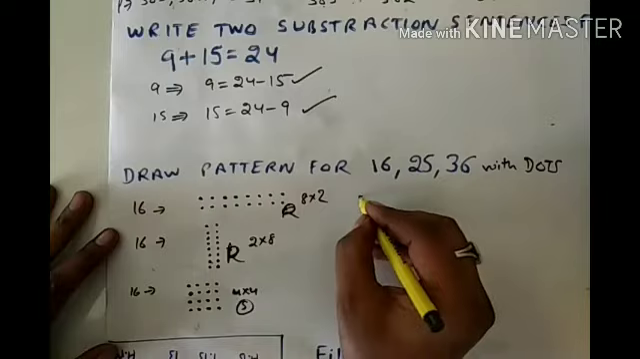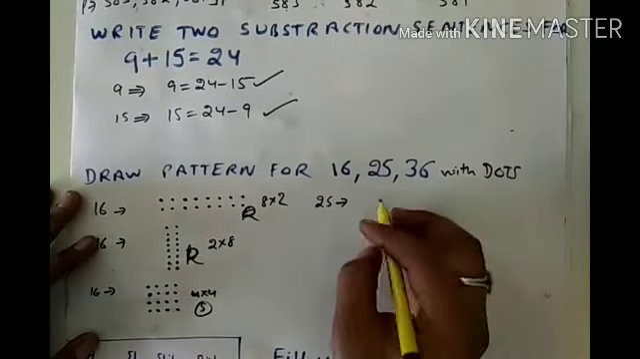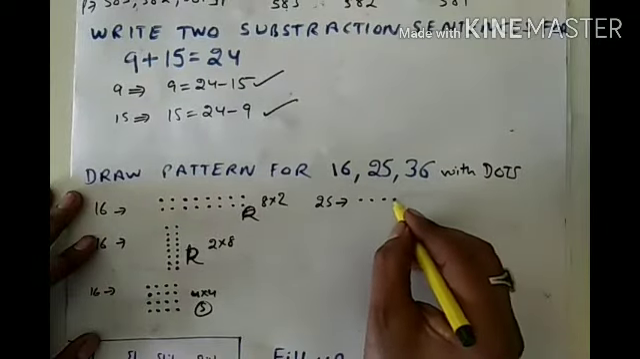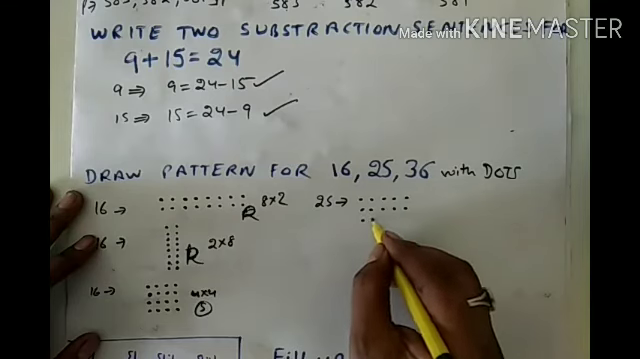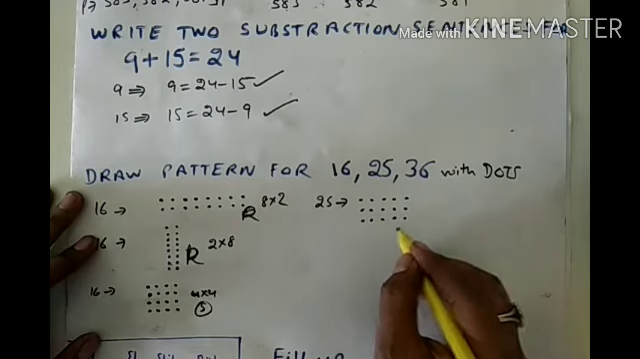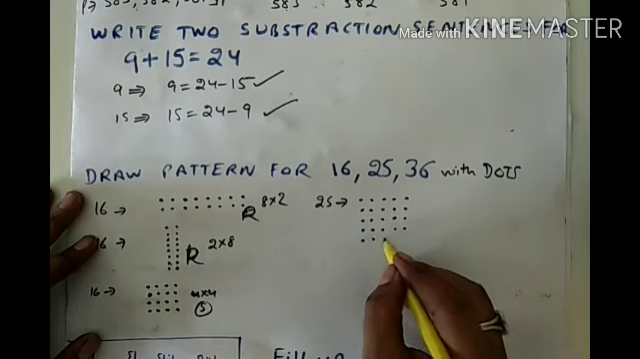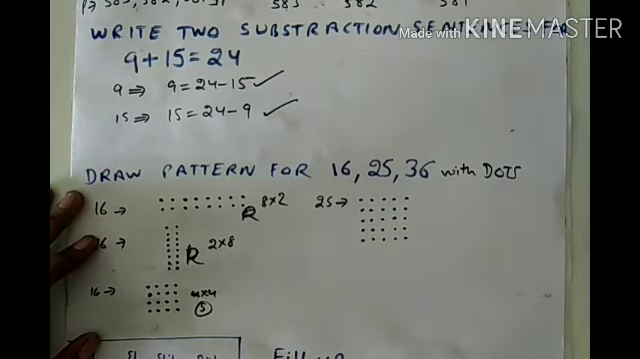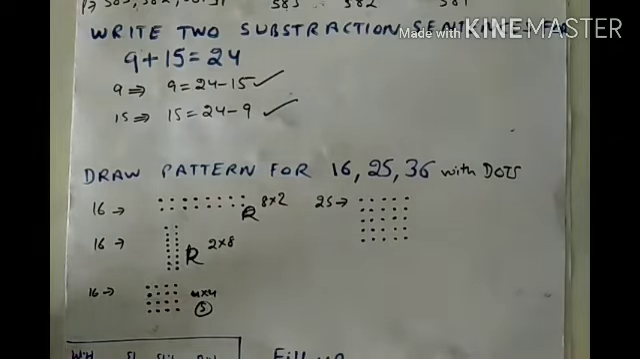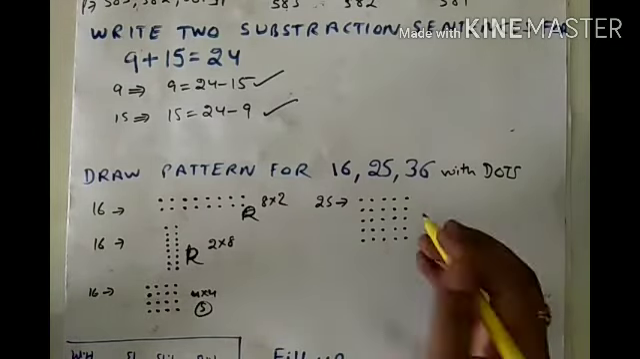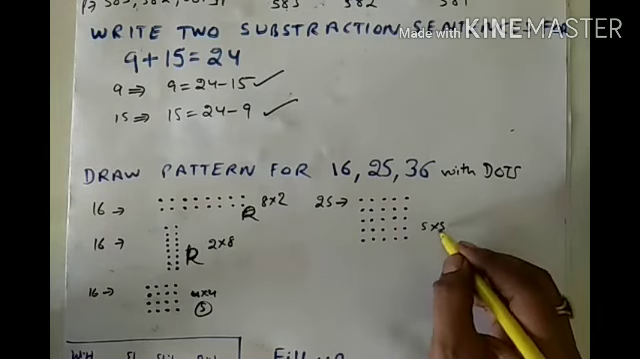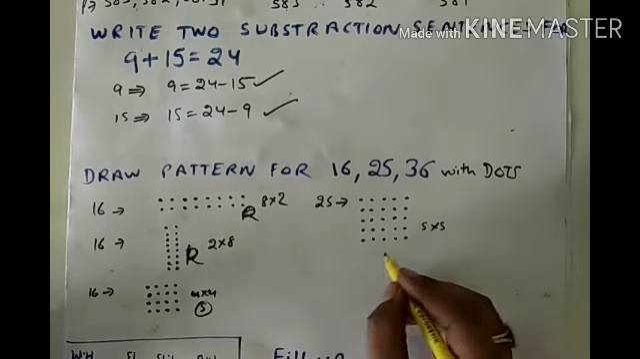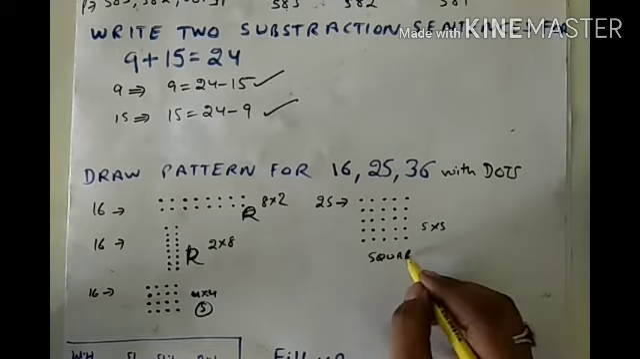Now 25: 1, 2, 3, 4, 5, in five rows. So you will see the 25 dots have been completed. Therefore, which type of pattern is this? This is a square pattern where 5 multiply 5. Okay, so this is a square pattern.